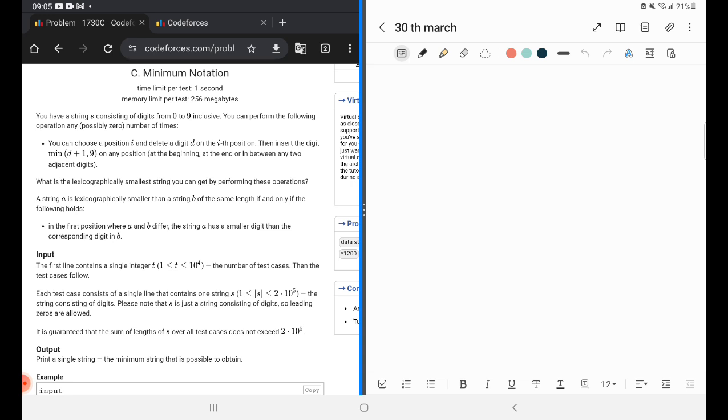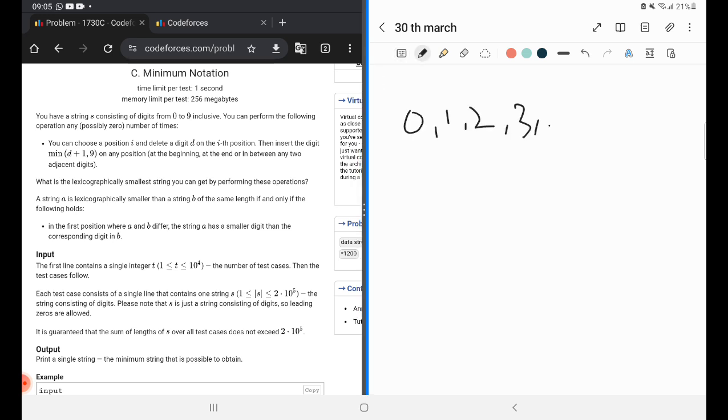It says that you have a string s that consists of digits from 0 to 9 inclusive. So it can contain any digit from 0, 1, 2, 3 till 9. You can perform the following operation any number of times.